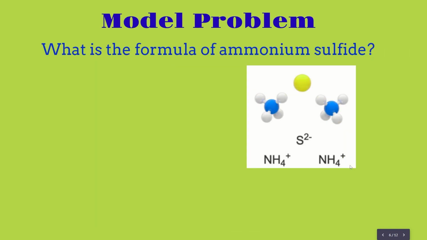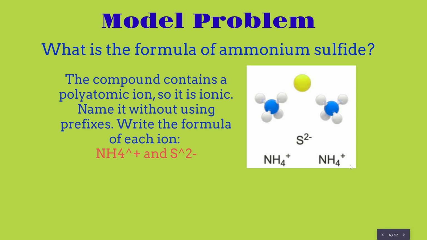Now we're going to cover a model problem that will help us summarize everything that we've seen so far. What is the formula of ammonium sulfide? The compound contains a polyatomic ion, so it is ionic, and then we name it without a prefix, and we also have to write the formula for each of the ions.